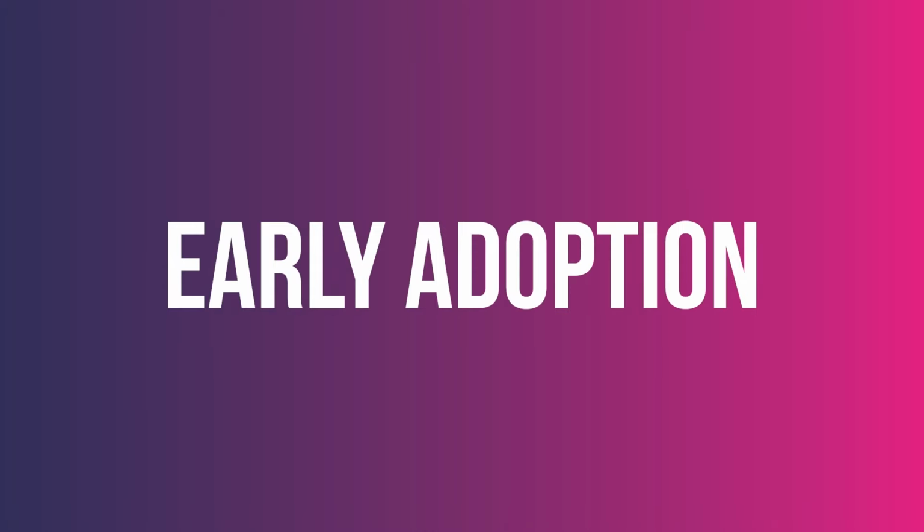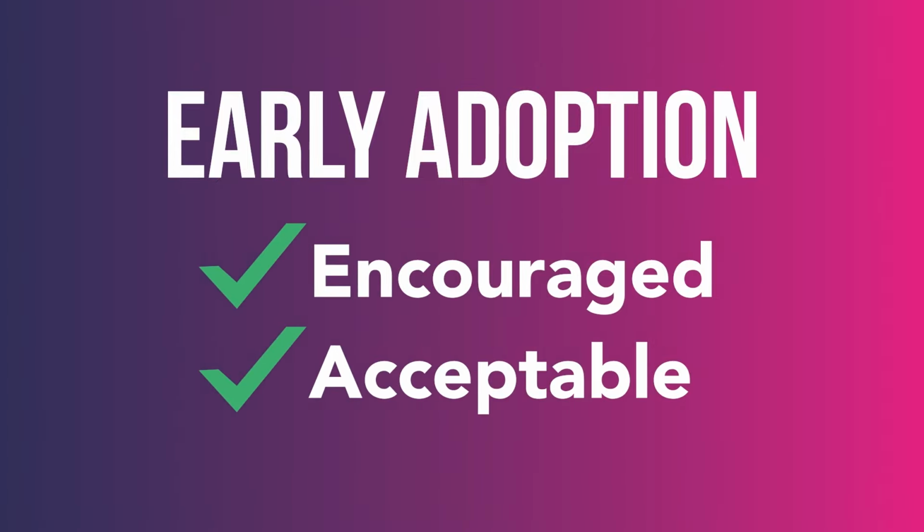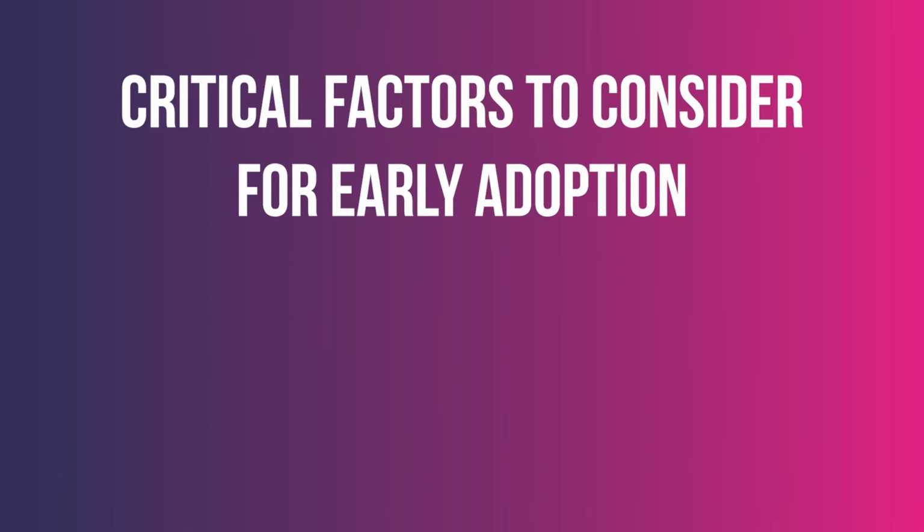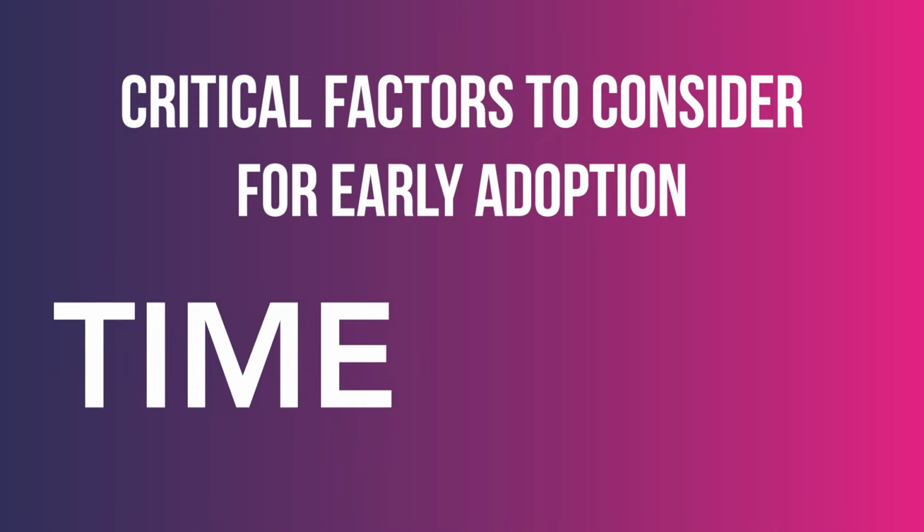The USP clearly states that early adoption of these test methods is encouraged and acceptable. The CS Analytical team of experts highly recommends early adoption. You will need to perform the USP 661.1 and USP 661.2 test requirements for all plastic package systems on or before December 1st, 2025. The new test methods are more comprehensive and stringent. Currently, materials in use may not meet the new testing specifications. It would be ideal to identify this now so that there is sufficient time to make changes or corrections while the material or package systems still remain valid under current 661 requirements.